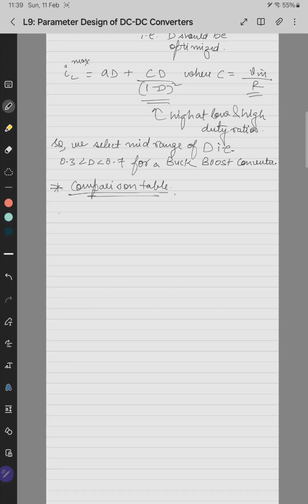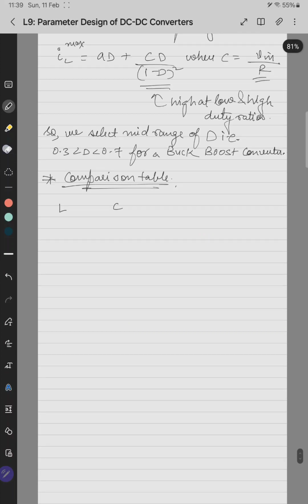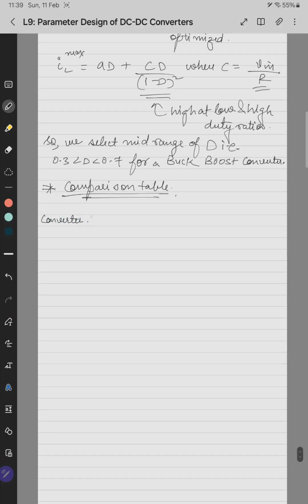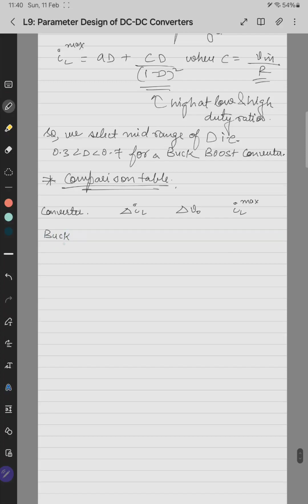So in the comparison table, what we'll write is the expression of L, C. First is the converter, then I have to write the expression of L, C, delta IL, which you can get from the expression of L only, so that's why I'm not writing it separately. Or let us write in terms of delta IL and delta V naught, and the final is IL max or IL min. Typically we consider IL max for designing the inductance values. That's why I have written like this: buck, boost and buck boost.